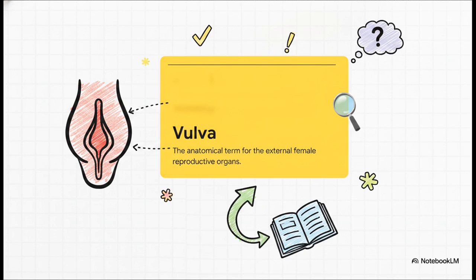So, the vulva. This is the proper, exact anatomical term for the external female reproductive organs. And in medicine and anatomy, precision is absolutely everything. Nailing down this exact terminology is the key to mastering those high-yield medical notes. So whenever your exam asks about the external structures collectively, you are looking for that word, vulva.